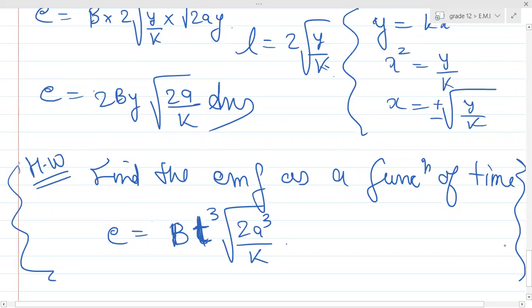So is this clear, guys? I think I have done enough on these questions. Motional EMF under external power. Okay. Clear, guys?